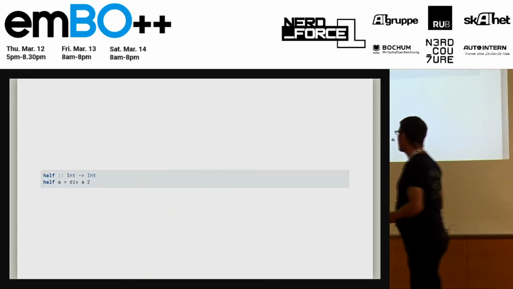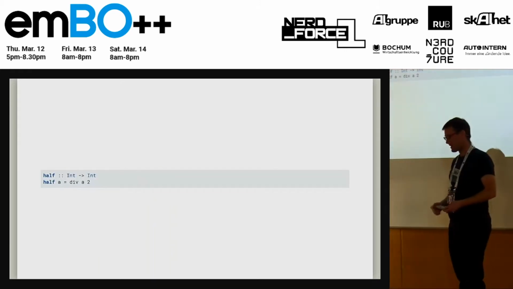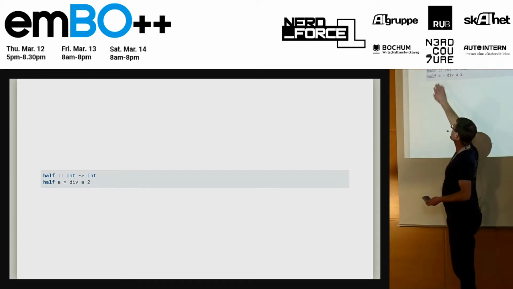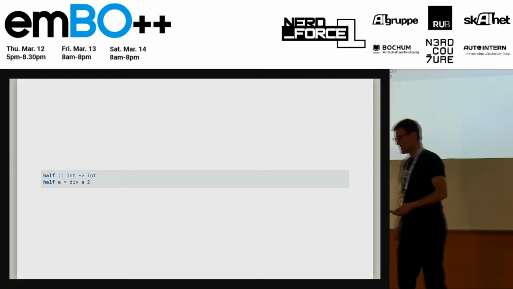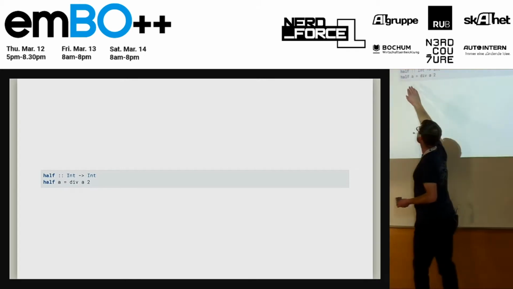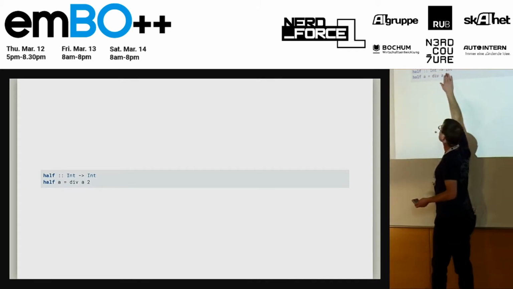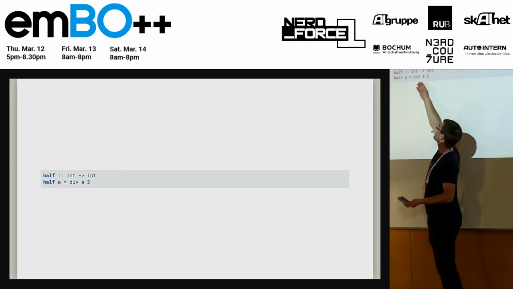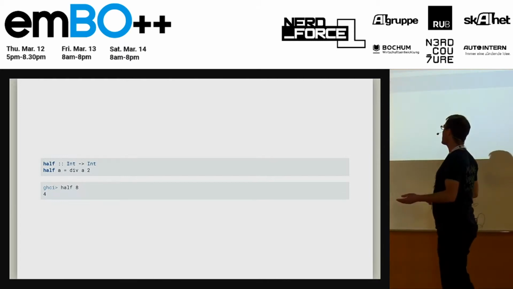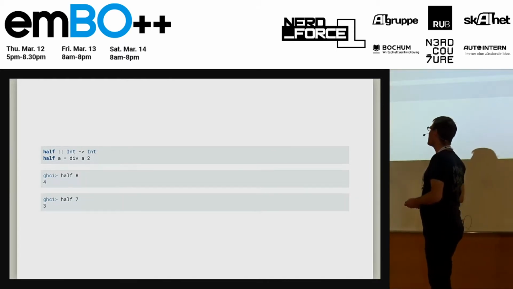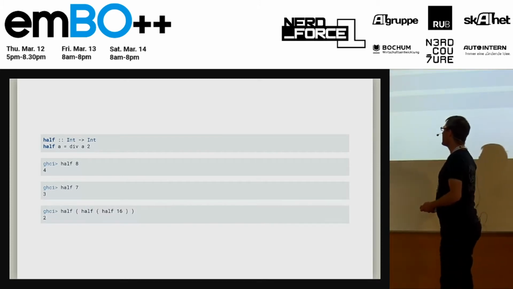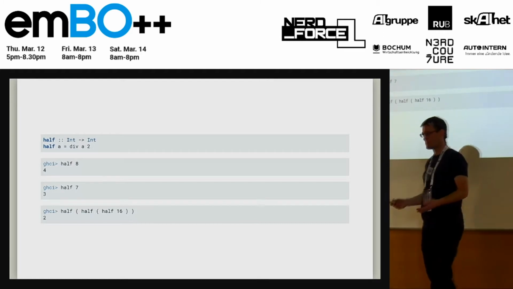So let's have a look at Maybe. As an example, I want to make a function that can split some integer in half. I have this function half, and it takes an integer and returns an integer. The implementation is integer division, a by 2. So if I call it and say half of 8, I get 4, half of 7 is 3, of course, because it's integer division, and half of 16 is 8.